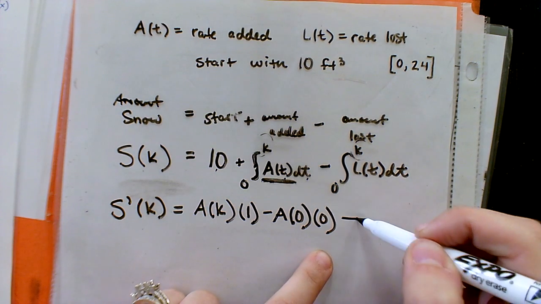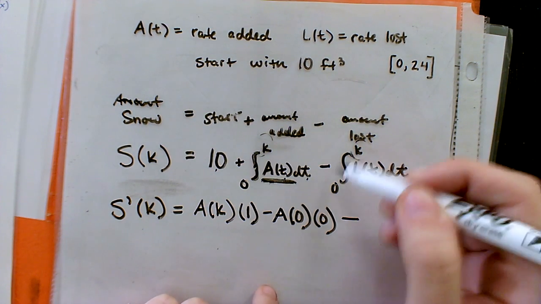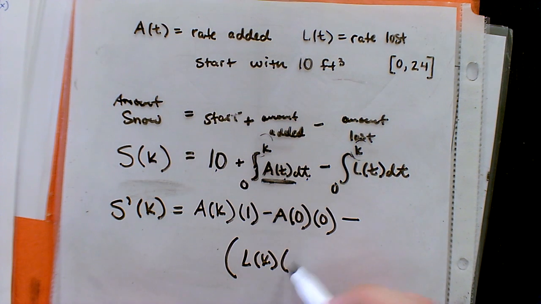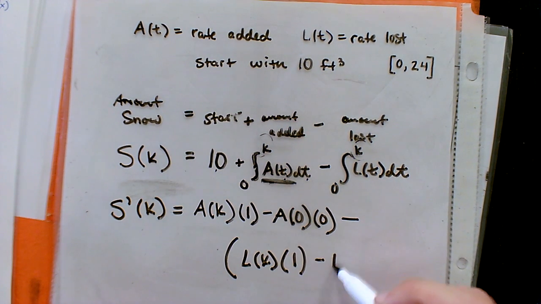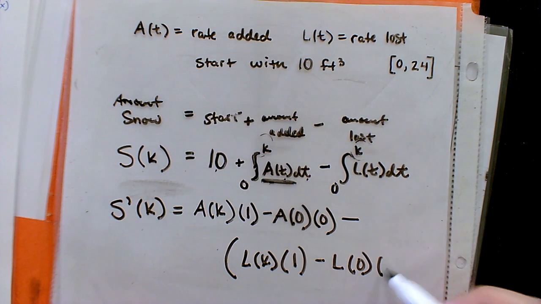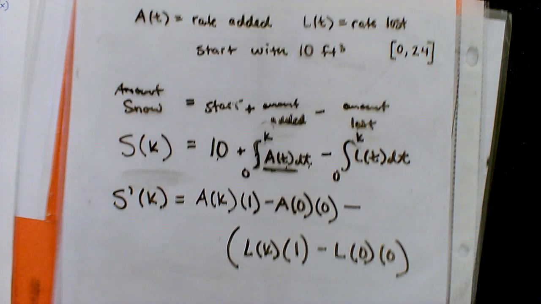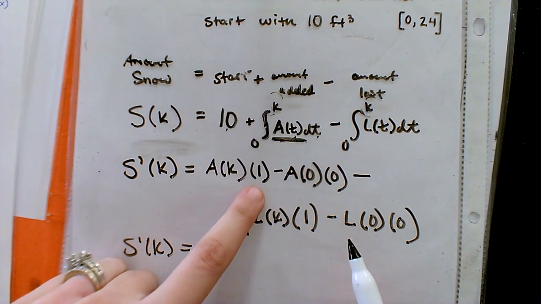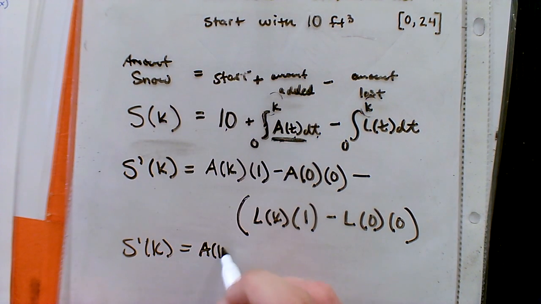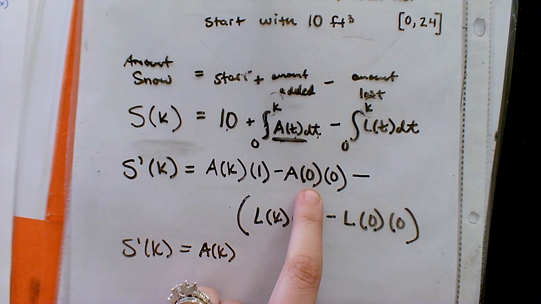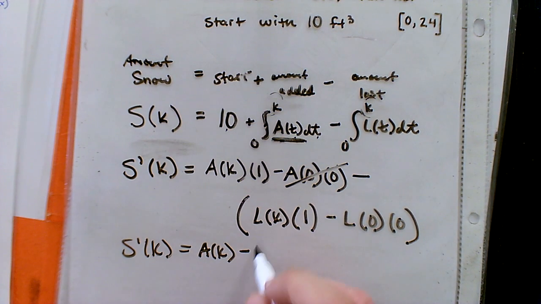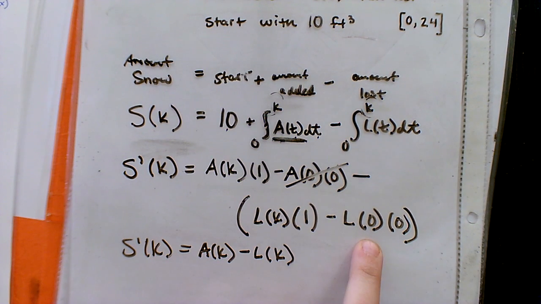We then have to subtract, doing that similar derivative process here. So that would be L of k times 1 minus L of 0 times 0. I know it seems like a lot, but take a look at what it simplifies to. A of k times 1, A of k. What's going to happen over here? That goes away. Minus L of k times 1 is just L of k. What's going to happen here?